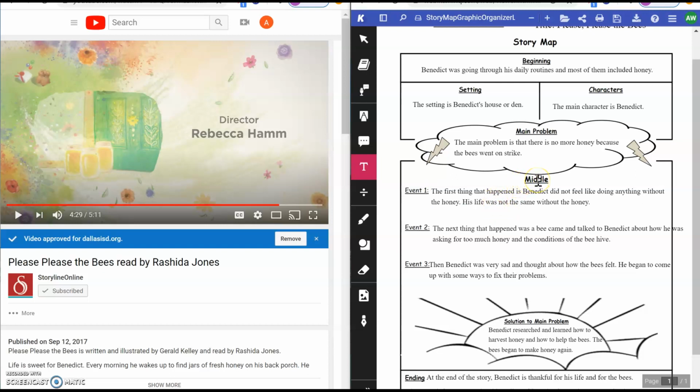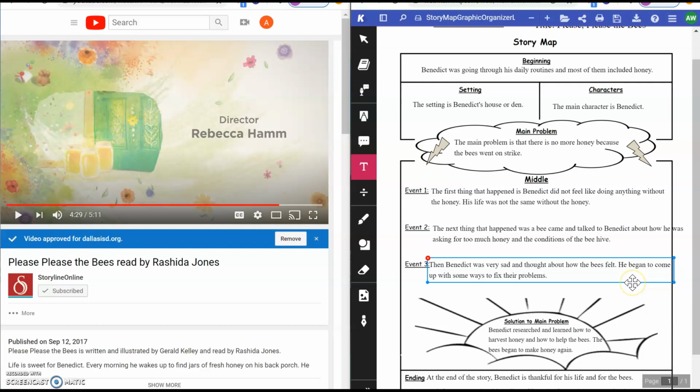All right, so now we're in the middle of the story. The first thing that happened, you see how I'm using my sentence stem, is Benedict did not feel like doing anything without the honey. His life was not the same without the honey. The second thing that happened was a bee came and talked to Benedict about how he was asking them for too much honey and the conditions of the beehive. He said there were leaks and the wind blows through and the beehive was just terrible. So they said he was asking for too much honey, and that their beehive wasn't nice. So they said they were done. They were not making any more honey.